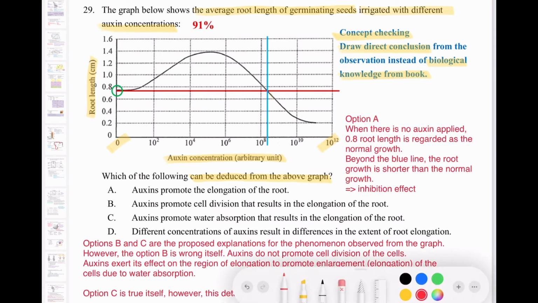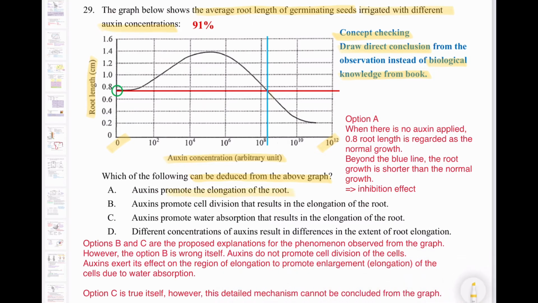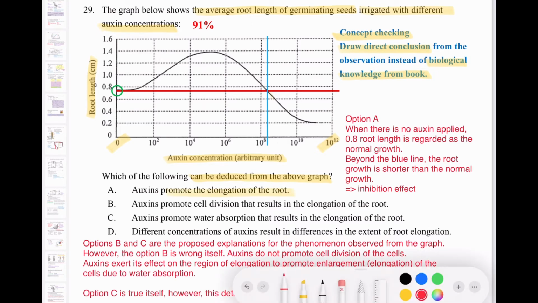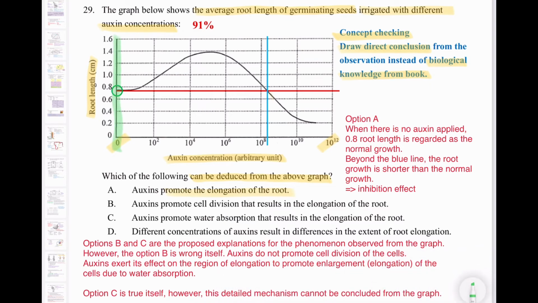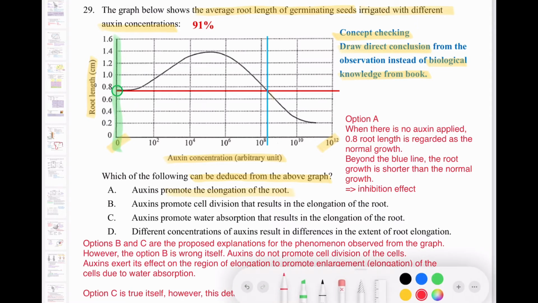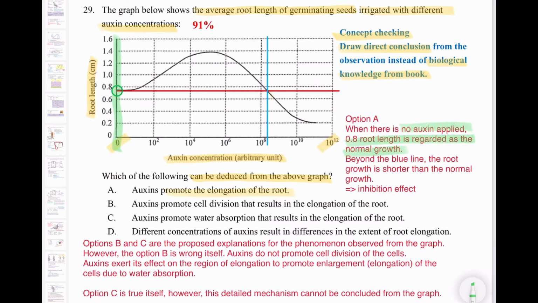For option A, auxin promotes the elongation of the root. This concept is something we learned from the book. So let's see, can it be drawn from the graph? At 0 concentration of auxin, we can see that the root has its normal, natural growth. So it is 0.8 cm. When we increase the auxin concentration, we can really see that the root can grow longer than 0.8 cm. So it seems like auxin has a promotion effect.